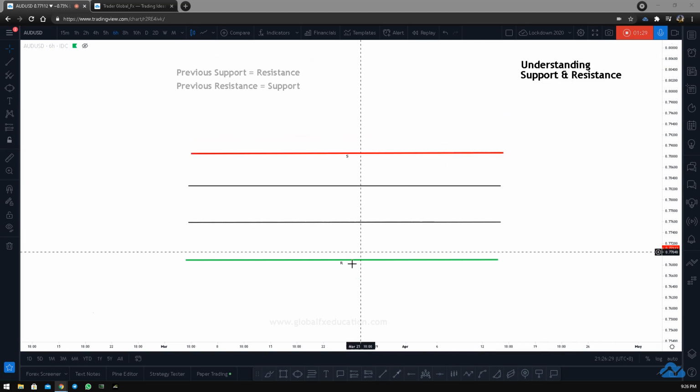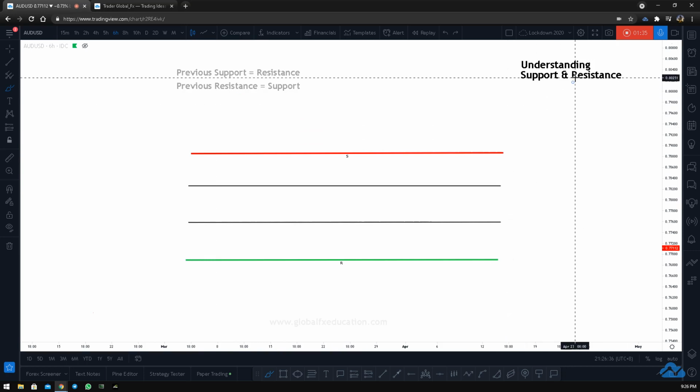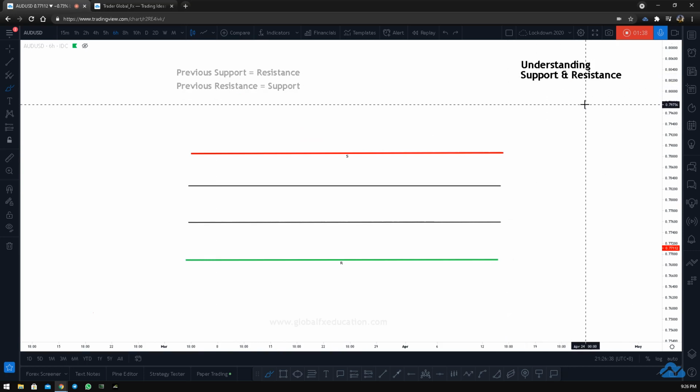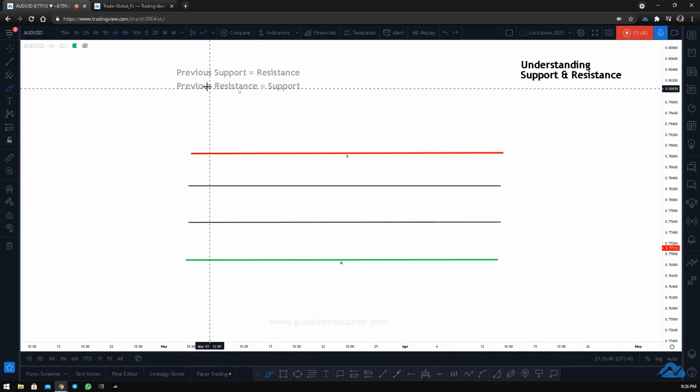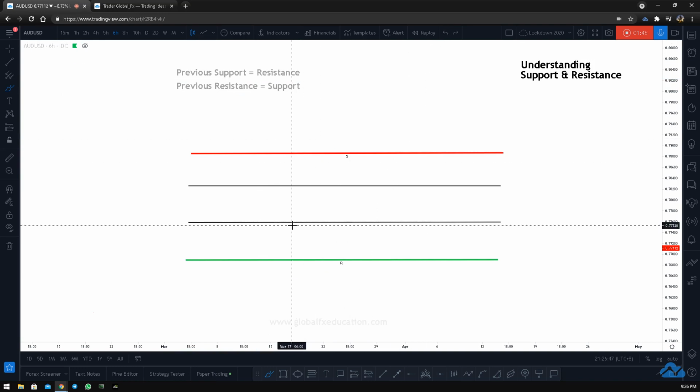Number one is understanding what support and resistance zones are, and I will explain to you guys what these support and resistance zones do in the market. Now, what we need to remember is that previous support is always turned resistance. Okay, previous support is always turned resistance.